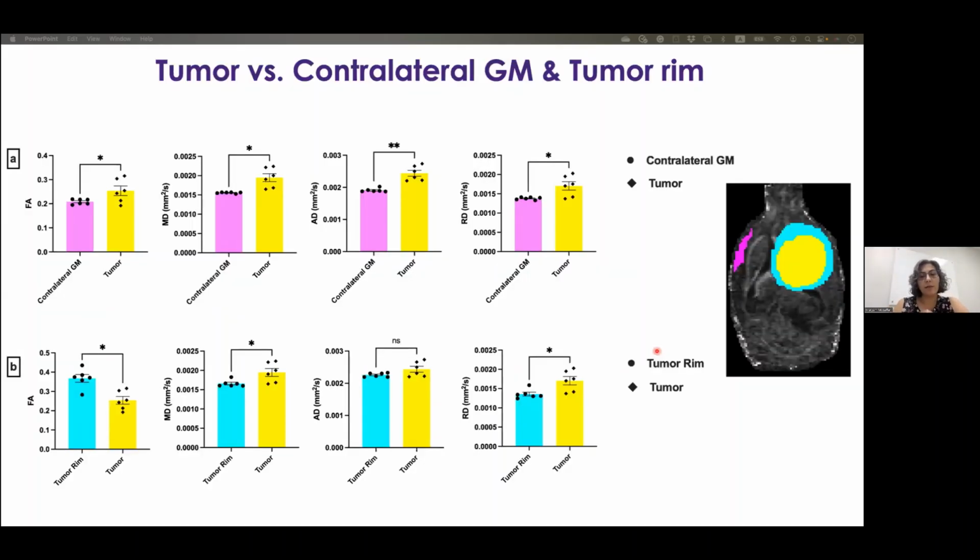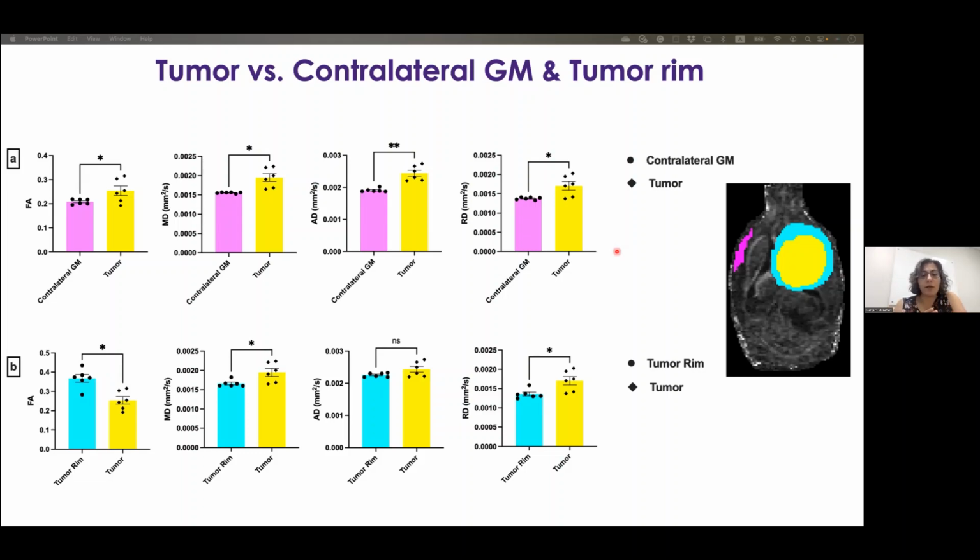Here are the quantitative analysis of DTI indices between ROIs in tumor-bearing rats. Tumor versus contralateral gray matter is in figure A, and tumor versus tumor rim in figure B. Back to figure A. We found a significantly higher FA, MD, axial diffusivity, and radial diffusivity in tumor region compared to contralateral gray matter. Our result is consistent with DTI findings in similar tumor model.